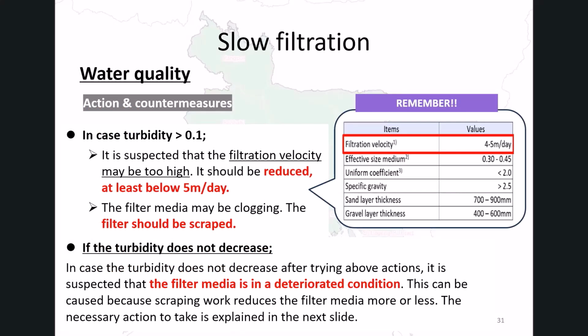When turbidity after filtration exceeds 0.1 NTU, the first suspicion is that filtration velocity may be too high. Reducing the flow rate is the first action. At the same time, the filter media may be clogging. So, scraping the surface of the filter media is another action and countermeasure. If turbidity still does not decrease after these actions, deterioration of the filter media is suspected. This often happens because repeated scraping gradually reduces sand thickness and changes media condition.